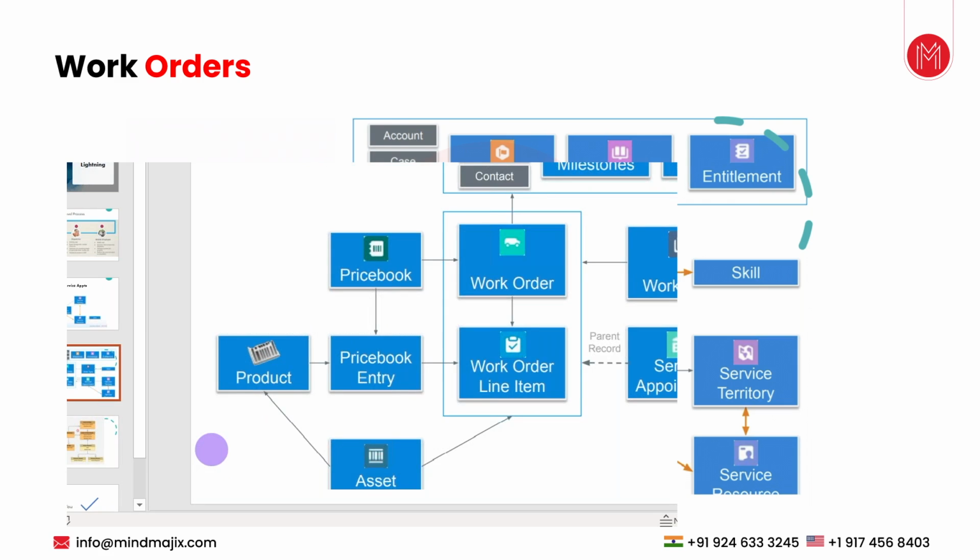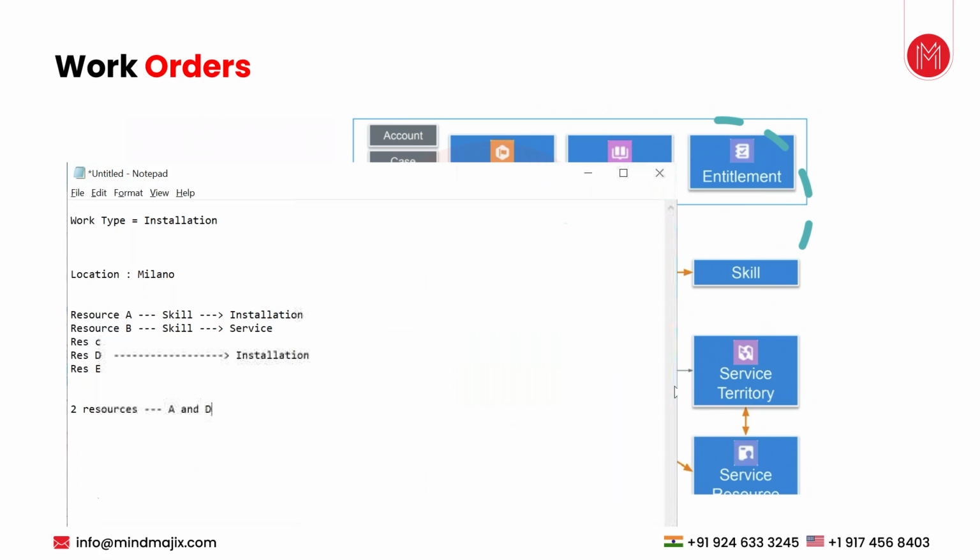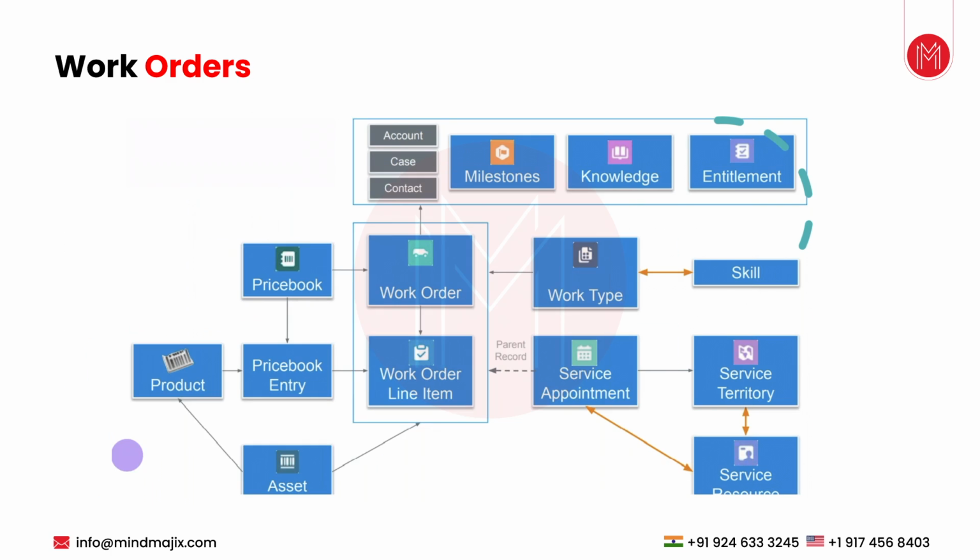So once I check their availability, if they are available, let's imagine D is not available, only A is available, it means I will allocate resource A to my work order, which is for my customer Christina. So for her I'm just assigning. Then resource A will receive a notification of the service appointment: today you have this appointment, and your customer is Christina.